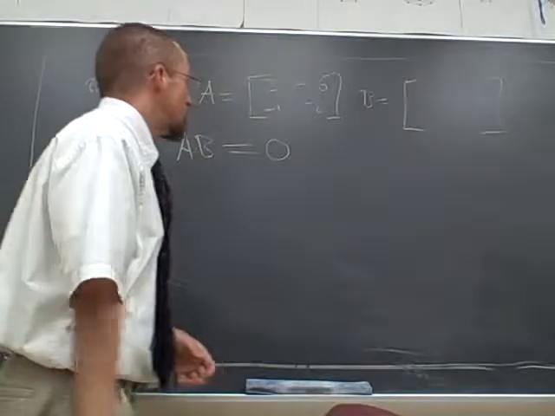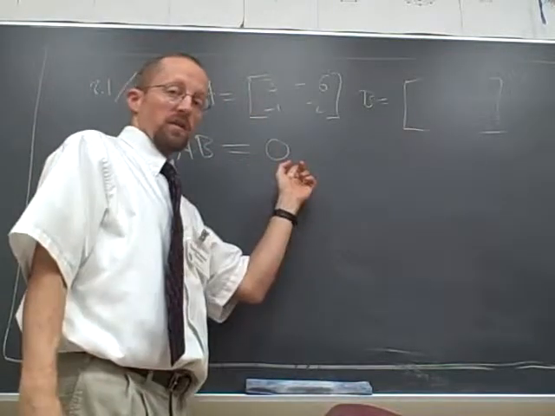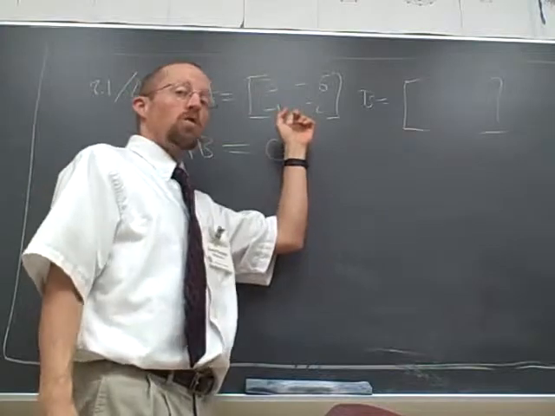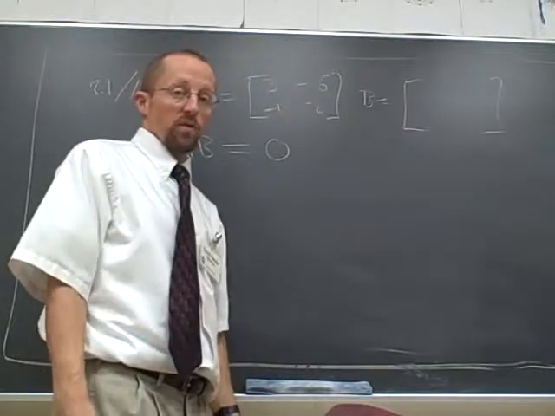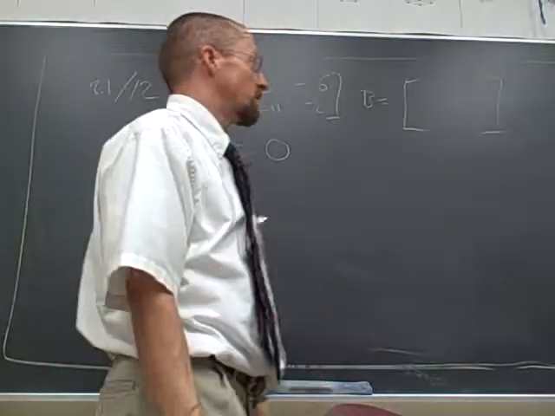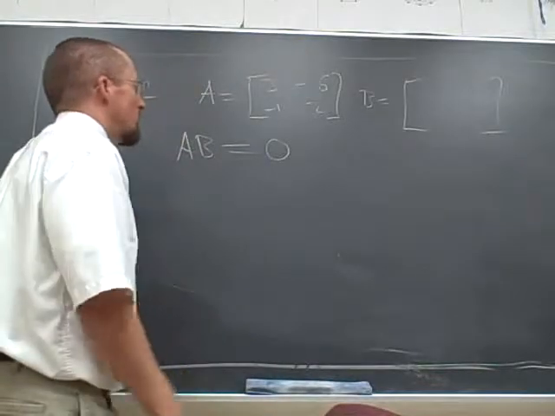And with numbers, if I want to have 2 numbers that multiply to be 0, and I know this isn't 0, then I have to have b equals 0. But matrices are more interesting than numbers. This is one of the very big differences.